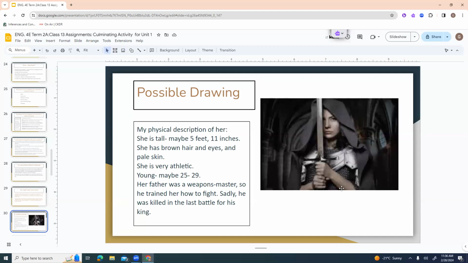She's tall. She's maybe 5 feet, 11 inches. She's got brown hair and eyes, pale skin. She's very athletic. She's young. Maybe she's 25 to 29 years old. Her father was a weapons master, so he trained her how to fight. Sadly, he was killed in the last battle for his king. As I was writing this description, it actually helped me picture her more clearly. And that's kind of our goal, because it's hard for me to write a story about somebody that I don't understand very well. Okay, that's just her outside.